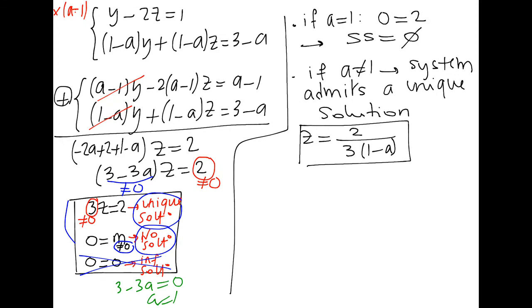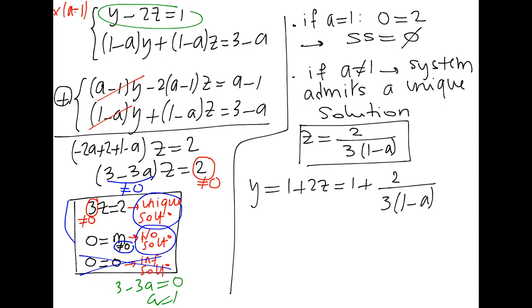Now I go back to my equations to find y, as I already found z in terms of the parameter. So over here, according to this equation, y is 1 plus 2z, which is 1 plus 2 over 3 into 1 minus a. So by reducing to the same denominator and simplifying, that would be 5 minus 3a over 3 into 1 minus a.